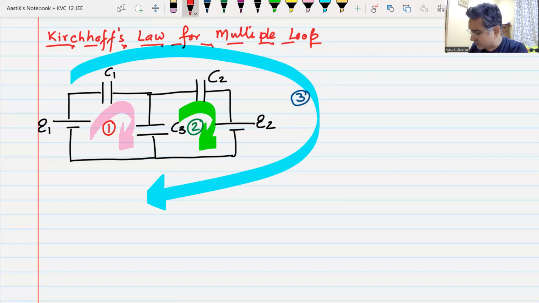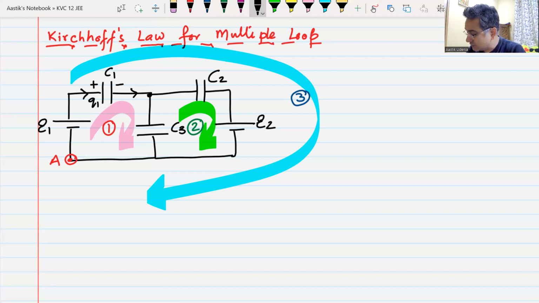Now, how do I go about it? Again, as I told you, I always do things in the same way. So again, I start with the point A and I assume charges in the loop. Let us say I'm assuming that charge is flowing like this from this battery. So this plate will get positive charge and this plate will get negative charge. And let me call the charge Q1. So this is plus Q1, minus Q1.